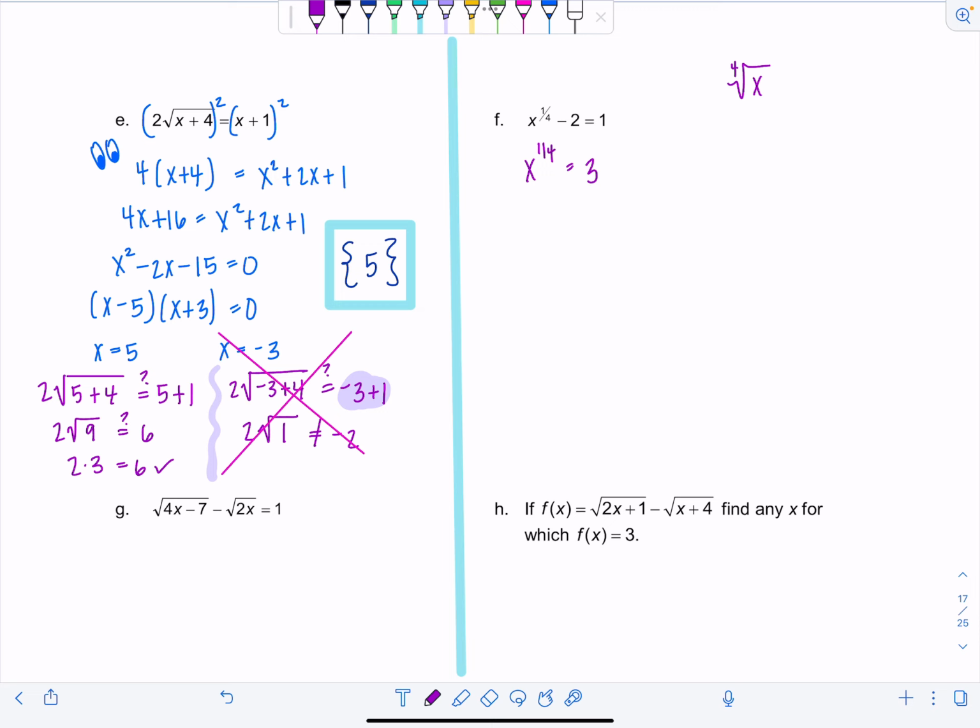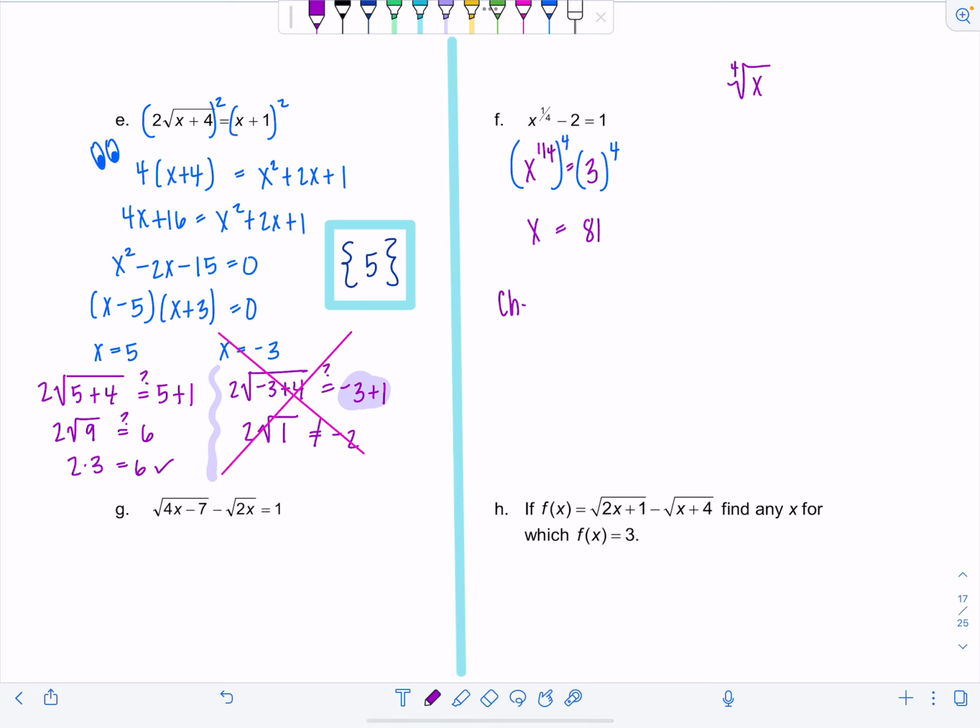Good. I'm going to raise both sides to what power? The 4th. Bravo. Okay. So now I'm just going to have x on the left-hand side. 3 to the 4th is 3 times 3 times 3 times 3. Or you could think of just square 3 twice in a row. So if you square 3, it becomes 9, and then square it again, now it's 81. Okay, good. We got to check.